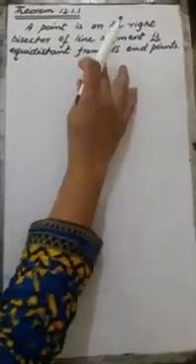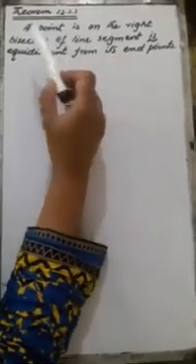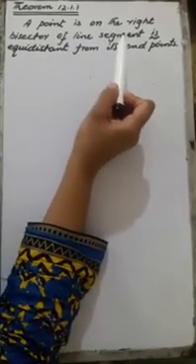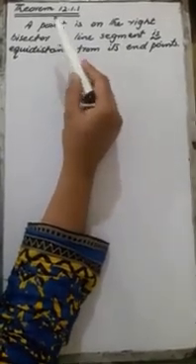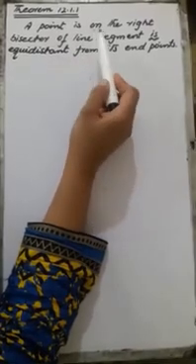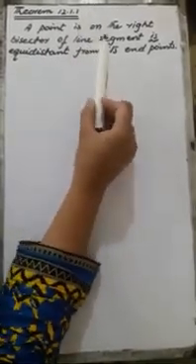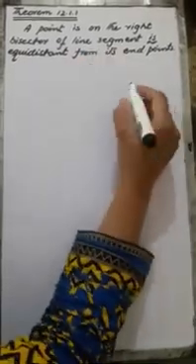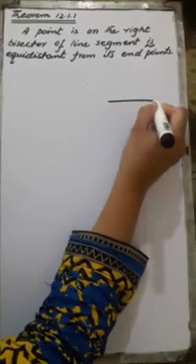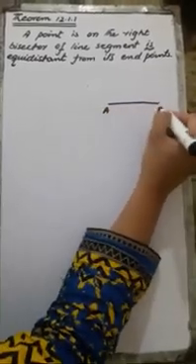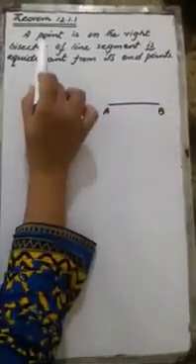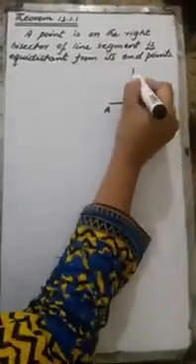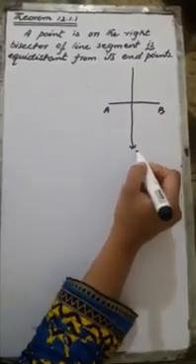So now we will start reading the statement of the theorem. What is given? A point is on the right bisector of a line segment. This is given. It means there is a point which is on the right bisector of the line segment. With the help of the statement of the theorem, we have to draw the diagram. So firstly we will draw a line segment. Suppose there is a line segment named AB, and there is a point which is on the right bisector of this line segment. It means there is a right bisector.